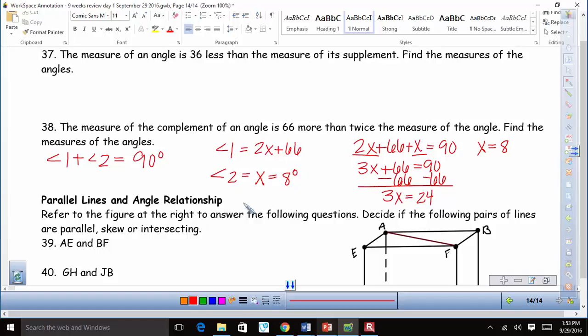How would I find the other? You can plug it into this equation, or what else could you do? Subtract it from 90, because we know it adds to 90. So 90 minus 8 is 82 degrees. So my other one would be 82 degrees.